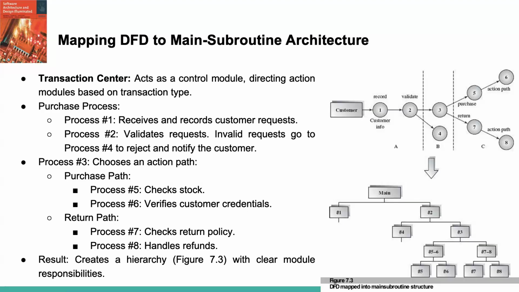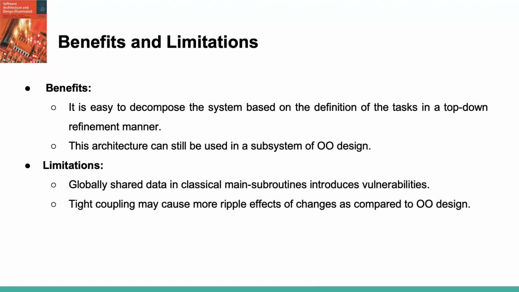Return path. Process number 7 checks return policy. For a return, we check the return policy to confirm eligibility. Process number 8 handles refunds. Finally, we process any eligible refunds. This step-by-step transaction process creates a clear hierarchy, as shown in Figure 7.3. Each process has a well-defined responsibility, forming a structured path for each transaction type, whether it's a purchase or a return. This hierarchy ensures that each module performs a specific role, making the system organized and easy to maintain.